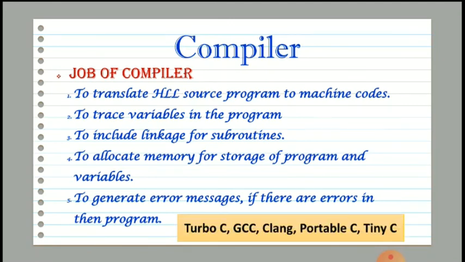To translate C programming language instructions, we can use different types of compilers such as Turbo C, GCC, C-Lang, Portable C, Tiny C.